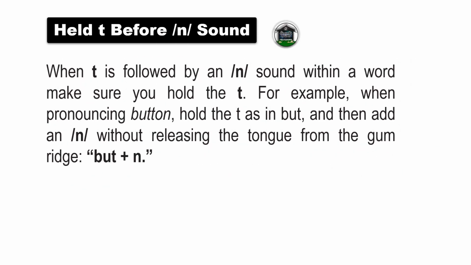Held T before an N sound. When the T is followed by an N sound within a word, make sure that you hold the T. For example, we don't say button or button, we say button. Hold the T as in but, and then add an N without releasing the tongue from the gum ridge. Button. Similarly, don't say written or ridden, say written. Don't say kitten or kitten, say kitten.